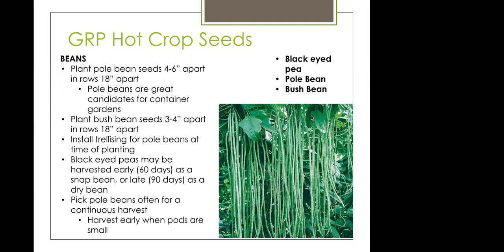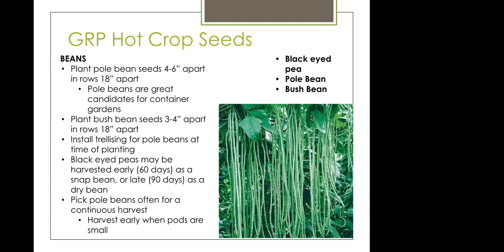So there are those beans that you can eat fresh, which we're calling the 60-day beans. And then if you want a dry bean, like your black-eyed peas for your black-eyed pea soups, then you would let those beans dry out on the vine instead of harvesting them when they're ready.